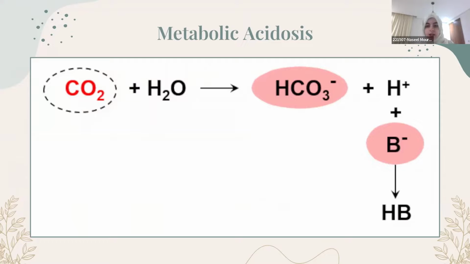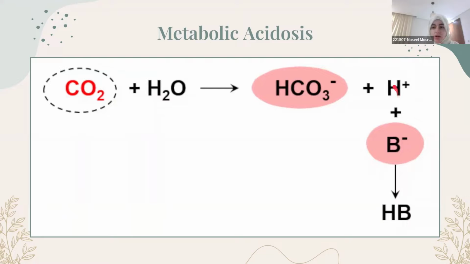You're having an increase in H plus. Excellent. Okay? So metabolic means it's coming from the metabolic side, so from the ions. And you're having acidosis, so this means you're having an increase in your H plus. Okay? And what happens when I have an increase in H plus?